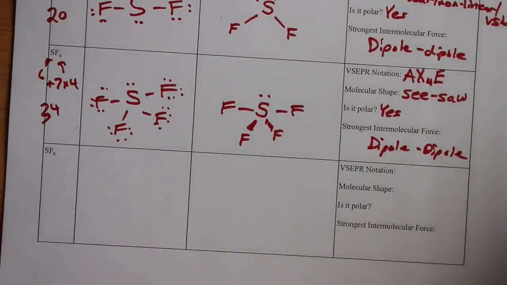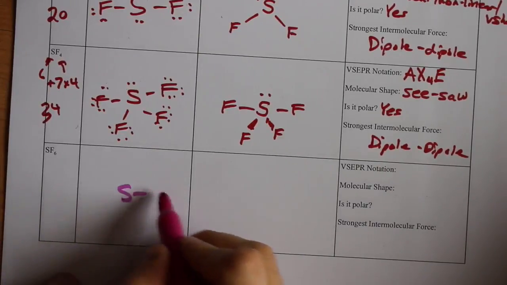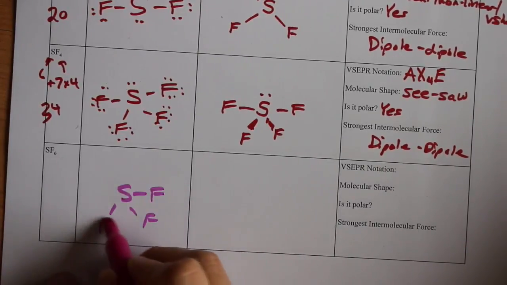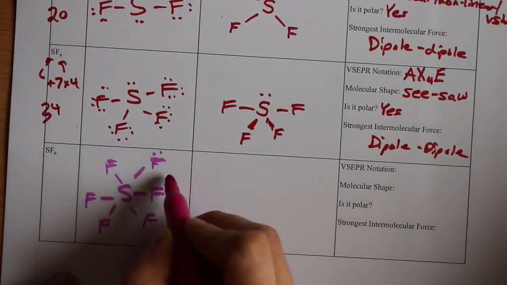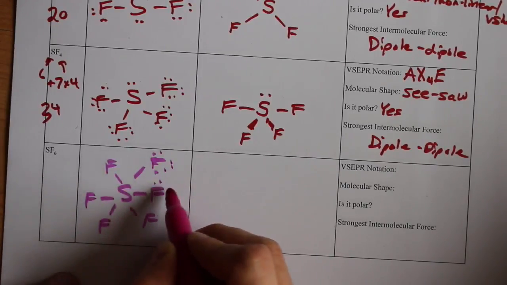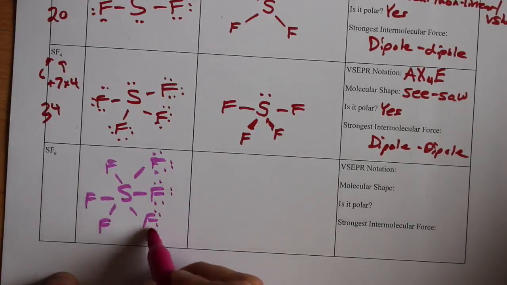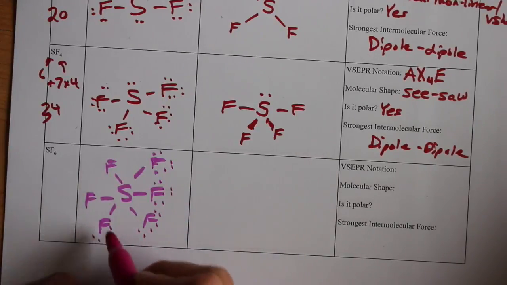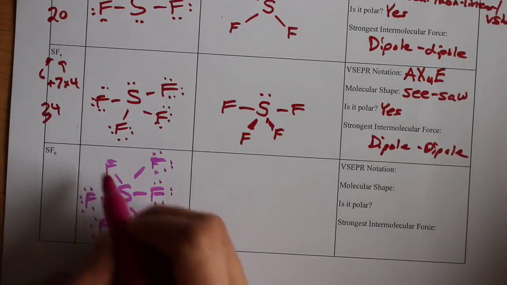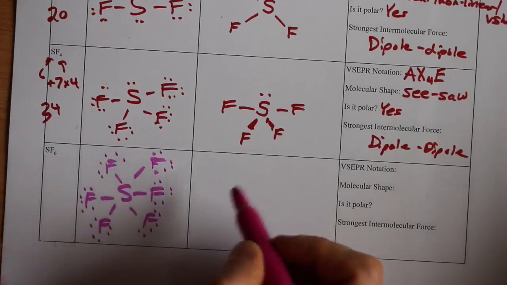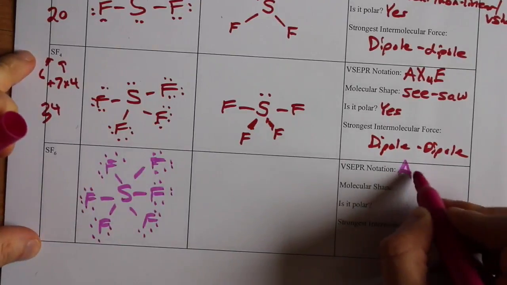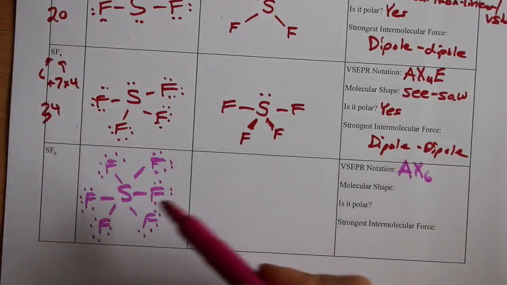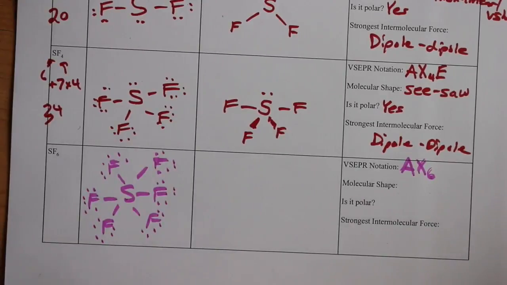SF6, central sulfur, 6 fluorines surrounding it. There are no lone pairs on the sulfur. That's because each fluorine brought 7 and sulfur brought 6. Each fluorine needs just 1 extra electron, and the sulfur brought 1 electron for each of the fluorines. This VSEPR notation is AX6 because there are 6 atoms connected to the sulfur and no lone pairs.